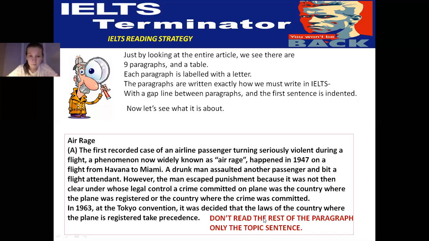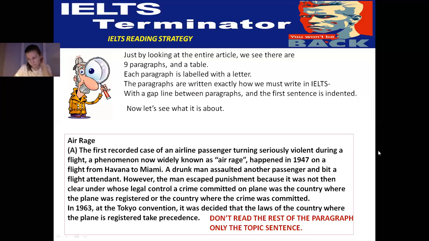So here we see the very first paragraph, and what we do here is we just have a look at the heading, right? Air rage, okay. Now, all we read is the topic sentence. And usually the topic sentence will be the first one, right? The first recorded case of an airline passenger turning violent, seriously violent, during a flight, a phenomenon now widely known as air rage, happened in 1947 on a flight from Havana to Miami. No more. We don't need any more right now.